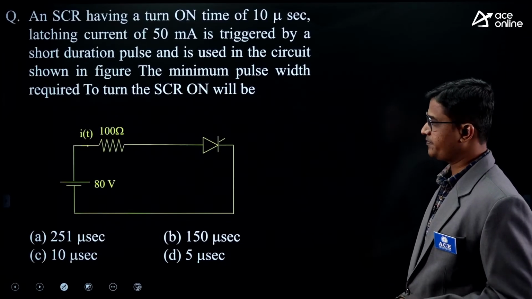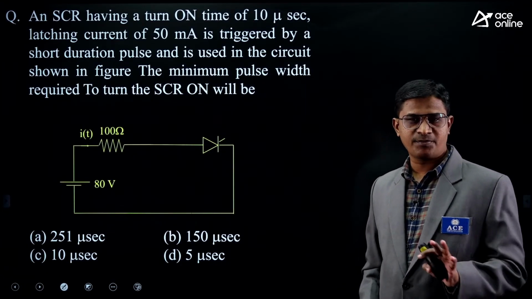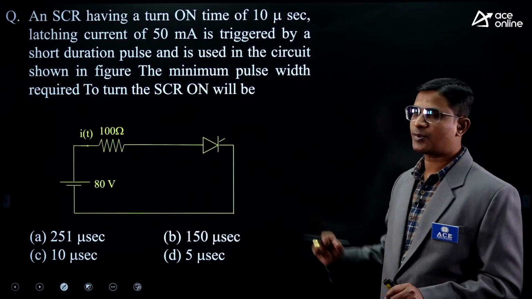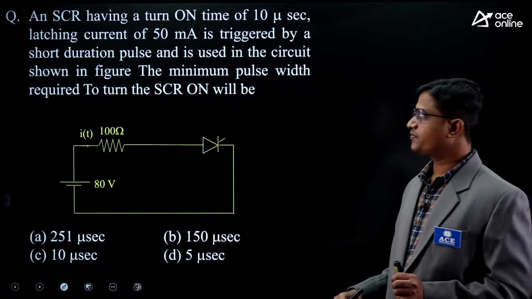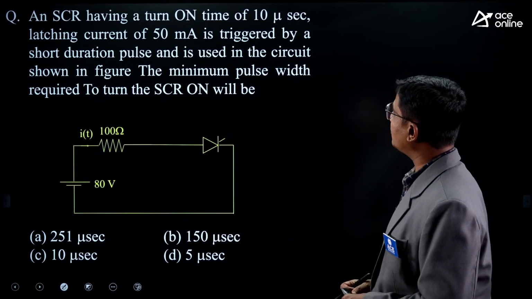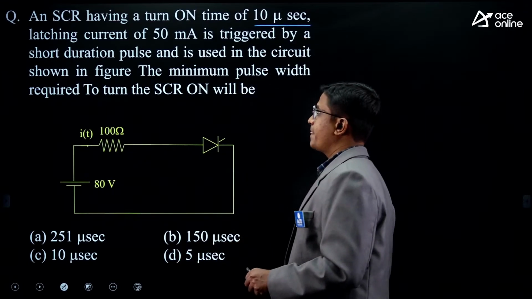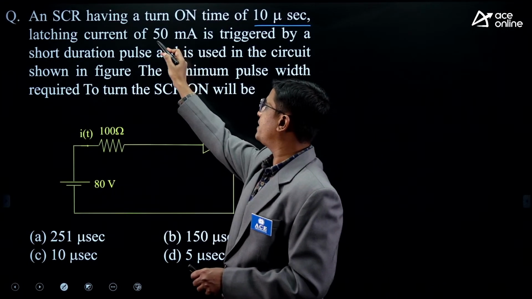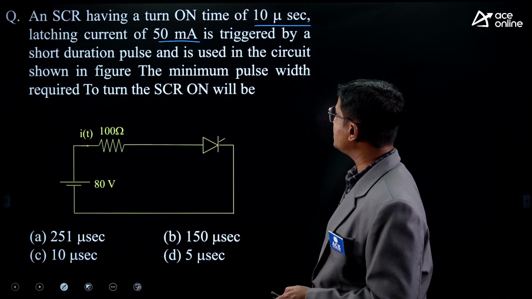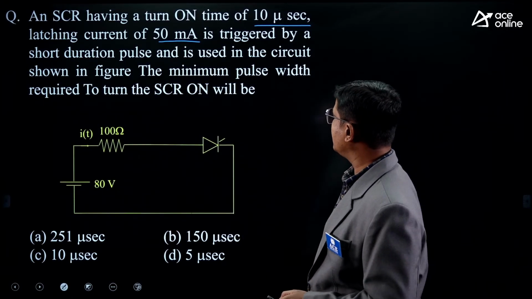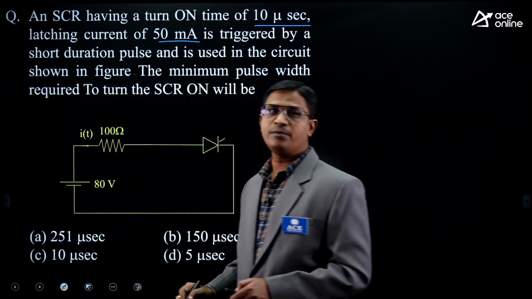let us discuss this question. One different kind of question. As such, in the previous question papers they have not asked this type of question, but let us discuss how to solve it if they ask. An SCR having a turn on time of 10 microsecond, latching current is 50 milliampere, is triggered by a short duration pulse and is used in the circuit shown in the figure. The minimum pulse width required to turn on the SCR will be.